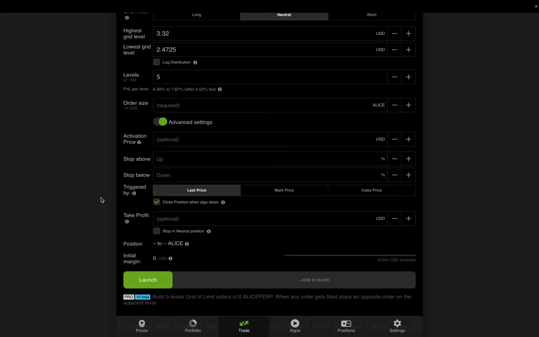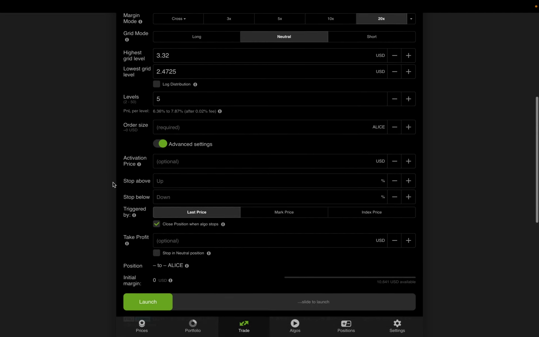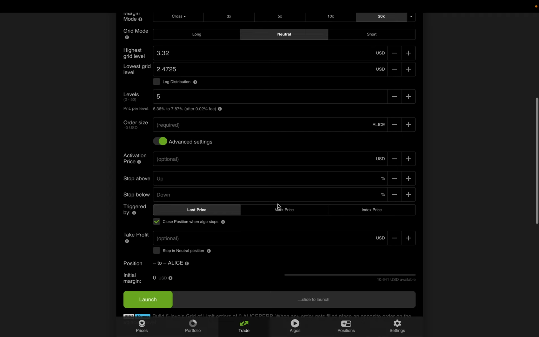Okay, there are some more features here in Grid 2.0. You can now trigger activation and stops not only by last price, but also by mark price and index price if you're trading derivatives. What it gives you is the ability to trigger your stops or activate your grid by the price that is more reflective of the real market situation.